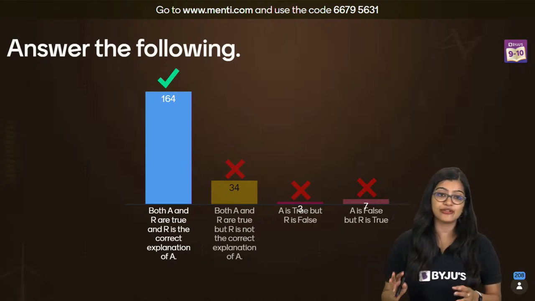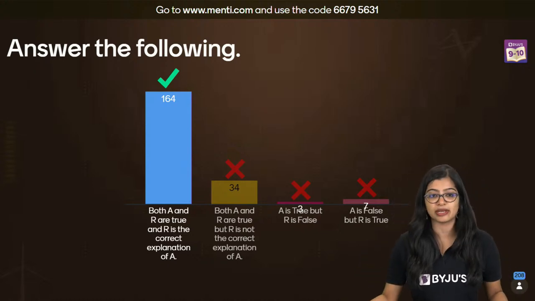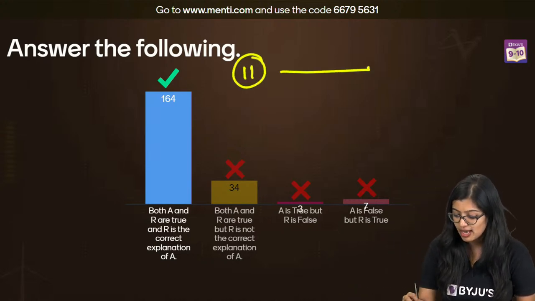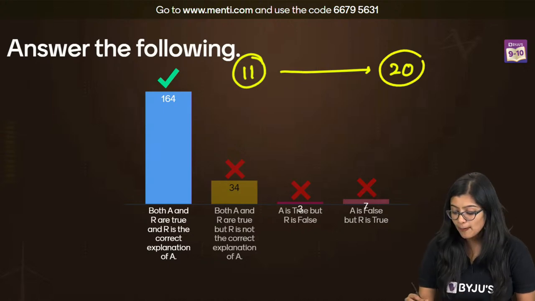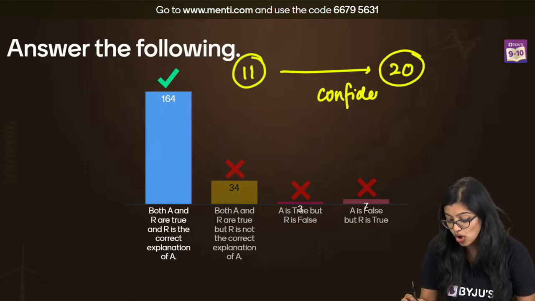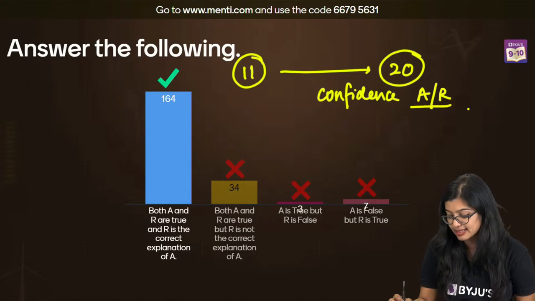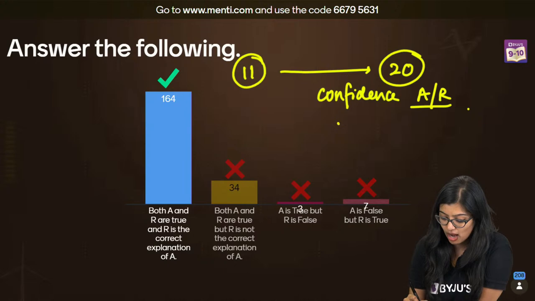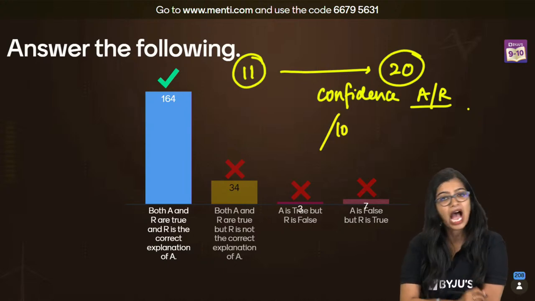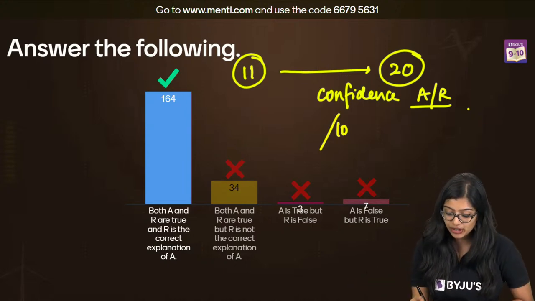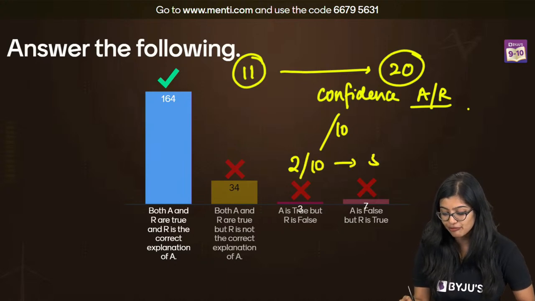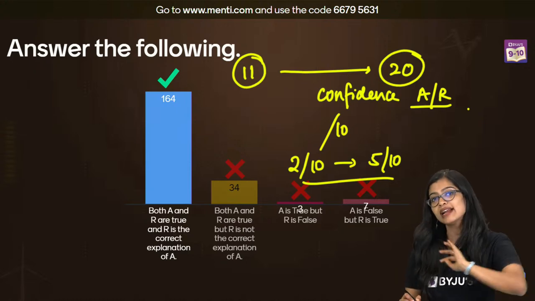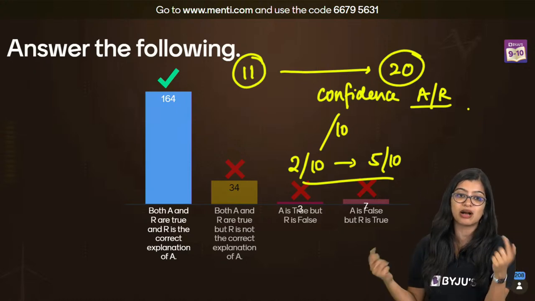So with this, I want all of you to tell me, how many of you feel like, ma'am, when I started with question number 11 and reached question number 20, my confidence to solve assertion reason has improved? How many of you feel this way? I don't want it to be 10 out of 10. How much would you rate yourself out of 10? If it was 2 out of 10 and has now become 5 out of 10, I consider that amazing, right? It is not that overnight and with one quiz you will become better.